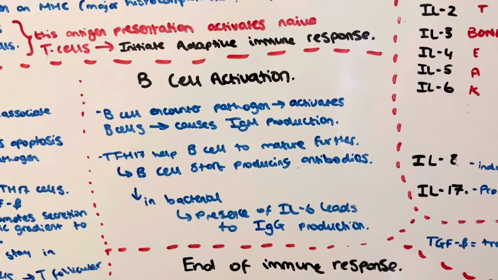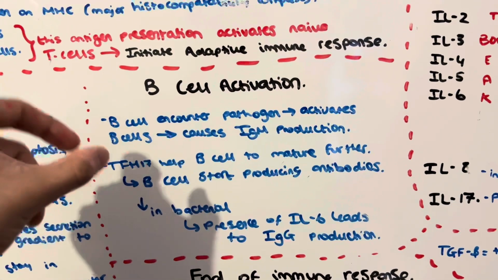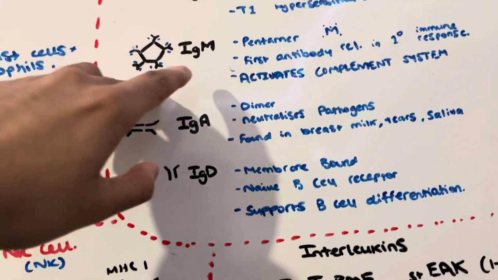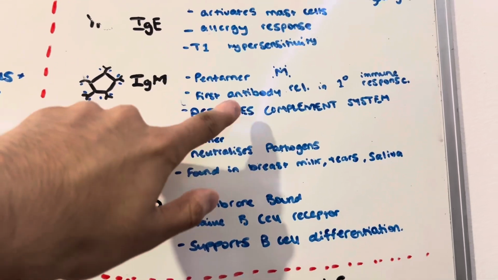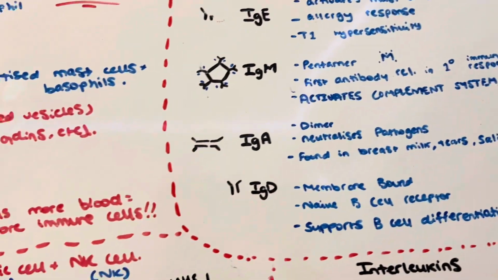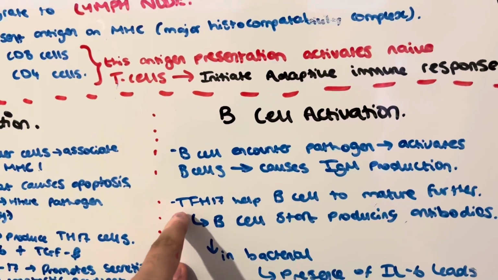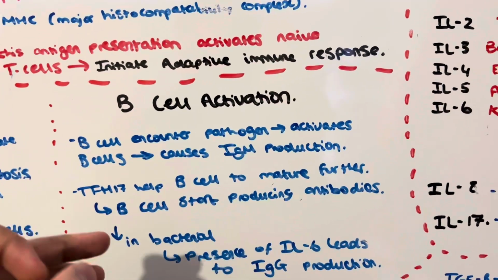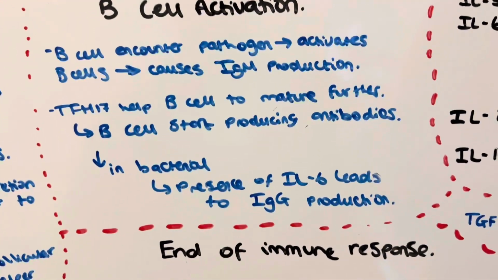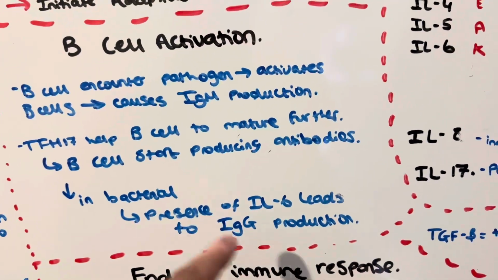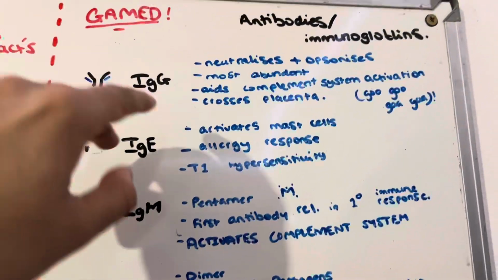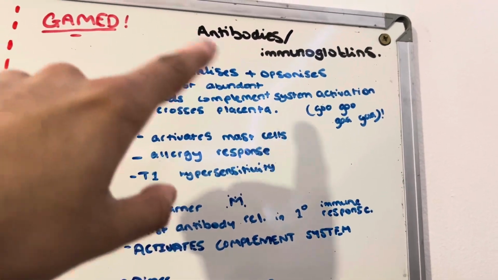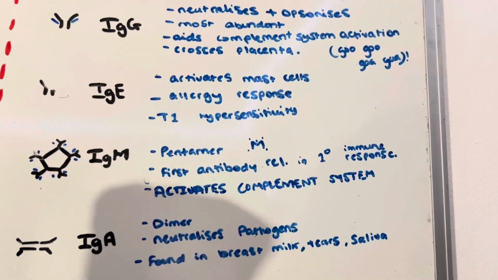Next, we've got our B cell activation. So our B cells would encounter pathogens, and this would activate the B cells, thus causing our IgM production. Let's come back to here. IgM is involved in activating the complement system and all this. It's a pentamer antibody. Then our T follicular helper 17 cells would help the B cells to mature further, and the B cells would start producing your antibodies. So in bacteria, the presence of interleukin 6 would lead to IgG production. Let's go back to over here. IgG is involved in neutralization and opsonization, and it also aids in the complement system. And of course, IgG crosses the placenta.